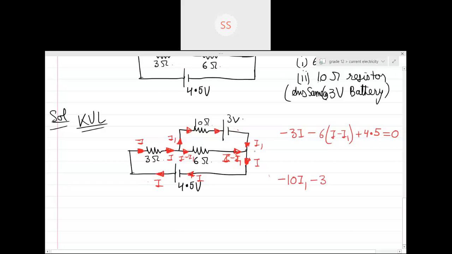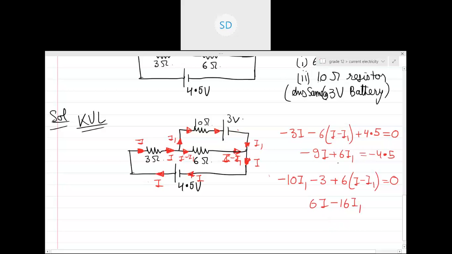So that's the loop. Okay, there's the 6 ohm resistor also. So plus 6 into (I minus I1). This is equal to... so can I solve? Minus 9I plus 6I minus 2.5, and 6I, 16I.